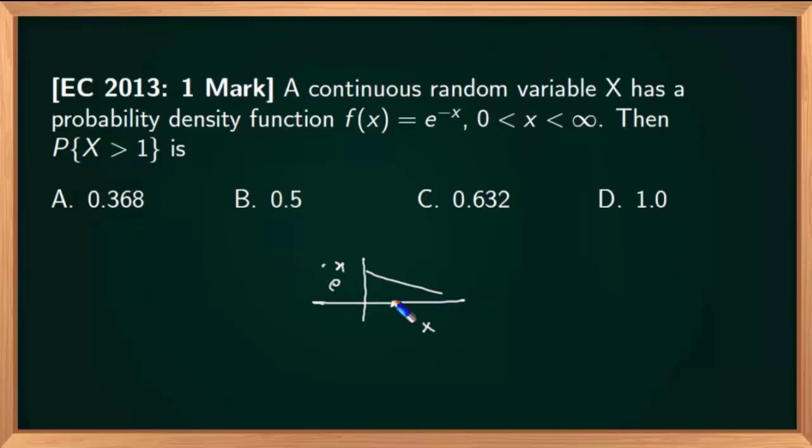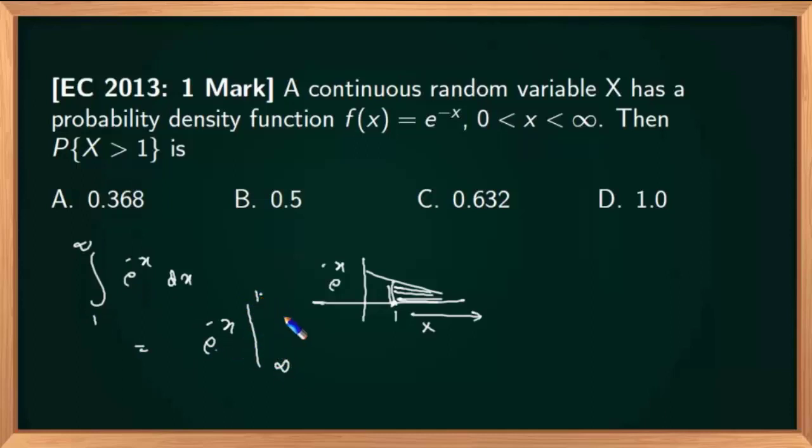Now I need to find the probability that x is greater than 1, which means that I have to find this particular area, or it is nothing but the integral from 1 to infinity, because from 1 to infinity I have to find the area of this particular function with respect to x. Now the integral of e raised to minus x is e raised to minus x with a minus sign. So to avoid the minus sign, I can interchange the limits. So this is 1 to infinity.